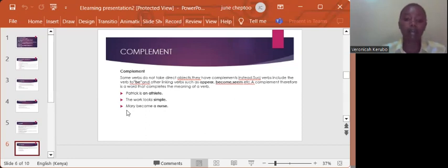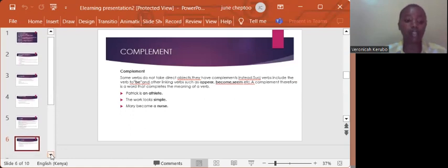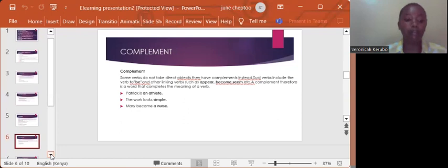I have some examples here. Patrick is an athlete. So, an athlete is our complement in this sentence. Another one, the work looks simple. Simple is the complement. The last one, Mary became a nurse. A nurse is the complement. So that was the last part of our topic 1.